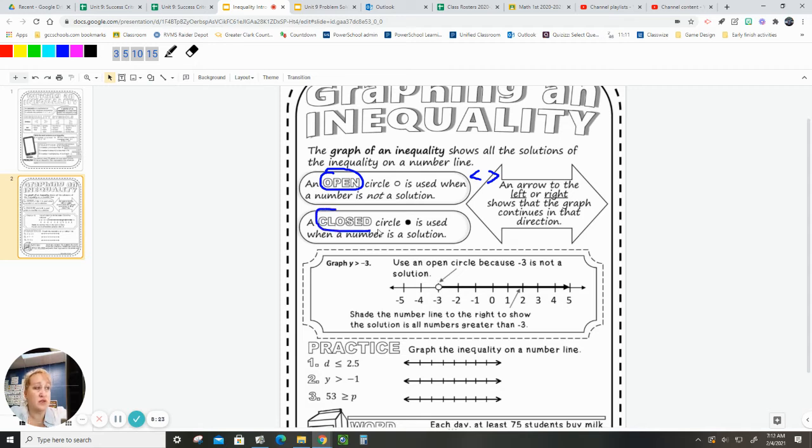A closed circle is used when a number is a solution. So that is the ones that look like this. And the way that I remembered it is these require less work. I don't have to fill them in because there's nothing on the bottom. These require more work. I have to fill them in. So let's look at the example. It says graph y is greater than negative 3. So I'm using an open circle here because it does not have the little line underneath it.